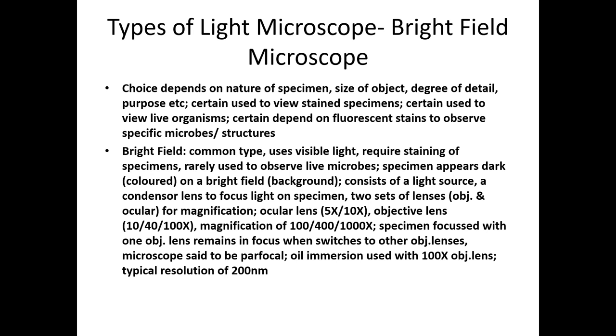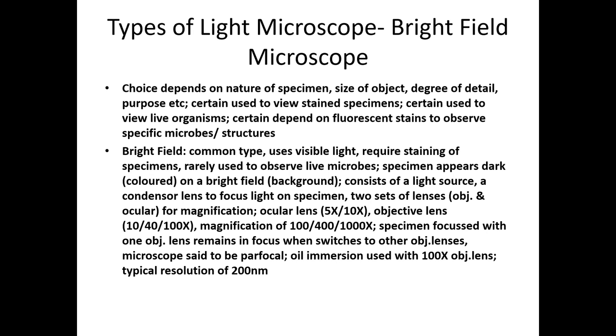Clear? So among the light microscopes, the first one and the most commonly used one is the bright field microscope. Clear? Now, what are the characteristic features of bright field microscope? It is the most common type of microscope. Already I told you, it is present in most of the microbiology laboratories, schools, colleges, research institutions, everywhere they use. The normal microscope which we use is a bright field or light microscope. Fine? A bright field microscope. It's a type of light microscope.